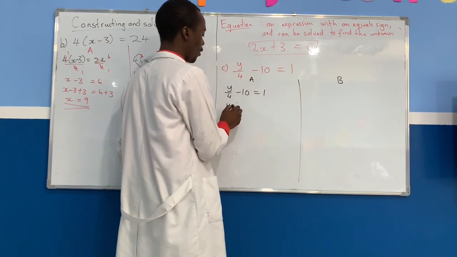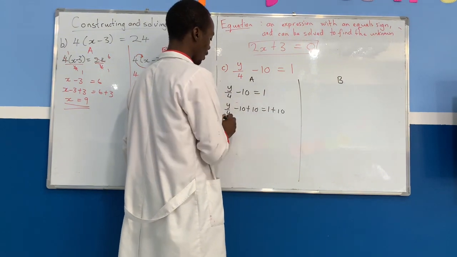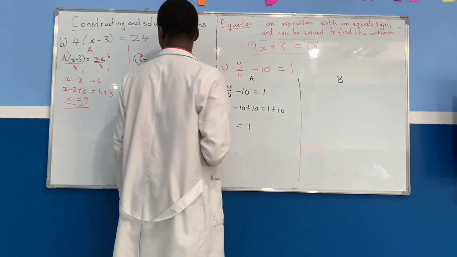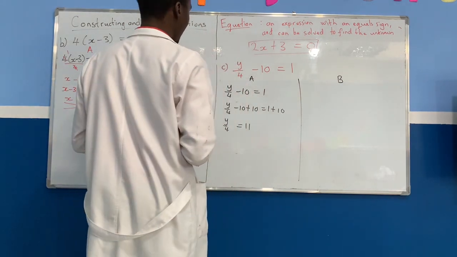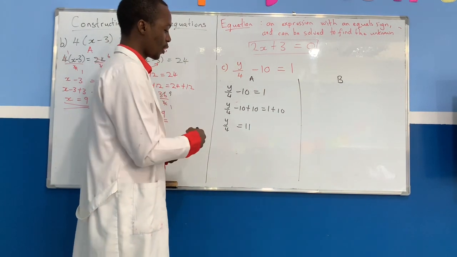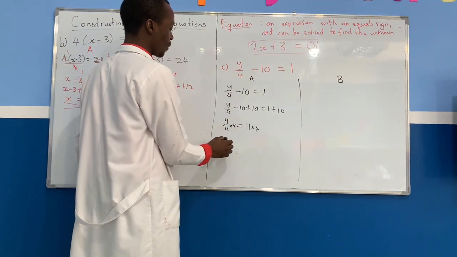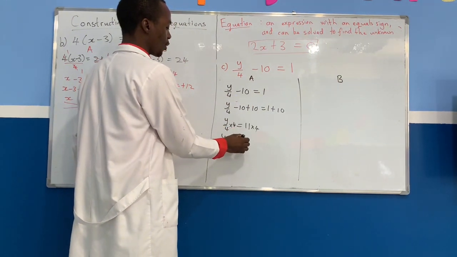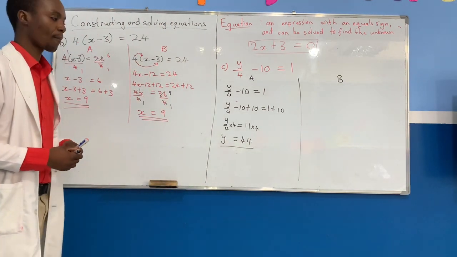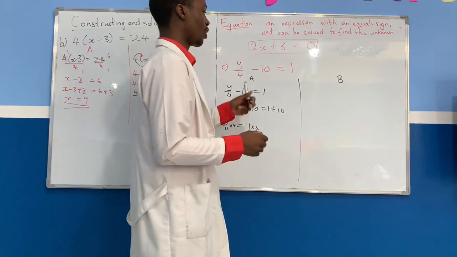What we'll do in method A is y over 4 minus 10 plus 10 equals 1 plus 10. We add 10 on both sides. Then we get y over 4 equals 11. You can see here we still have the fraction part, and we need to eliminate it. What we'll do is multiply both sides by 4. Then it becomes y equals 44. Very simple method, right?